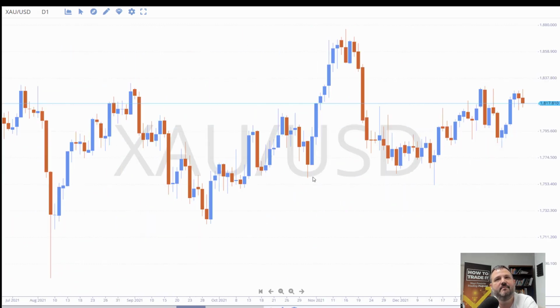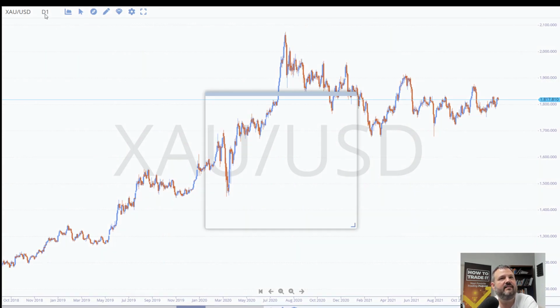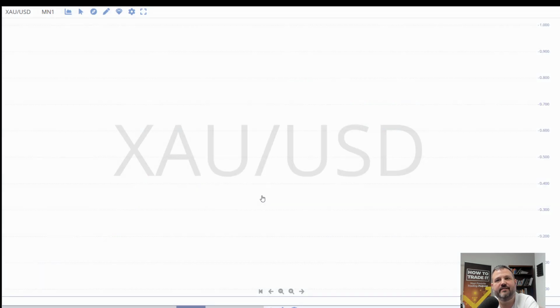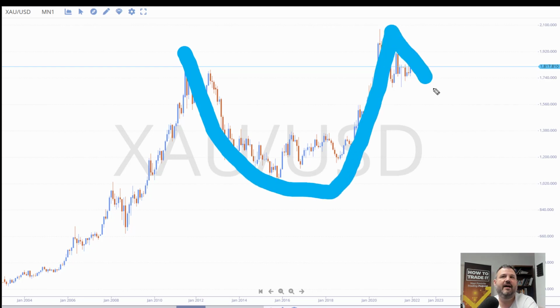Keep on moving. Goldie. I like gold. I think gold is great. I was looking at this on a monthly chart. Let's look at it on a monthly and see what we can find. I found a really cool pattern called the cup and handle. Boom. And what happens when that happens?